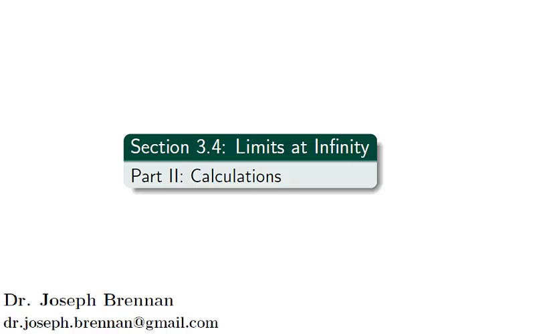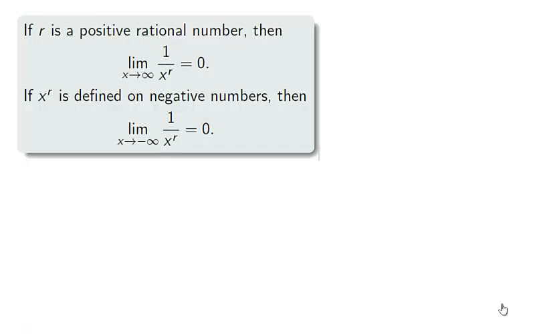Hello and welcome to the second video of section 3.4 on calculating limits at infinity. In the first video of this section, we made note of the result: for any positive rational r, the limit as x approaches either positive or negative infinity, if it exists, of 1 over x to the r is 0.